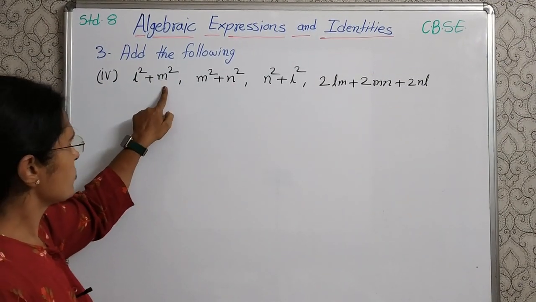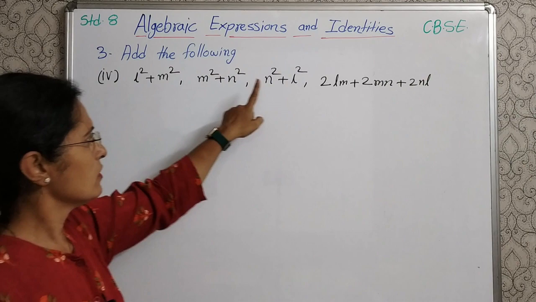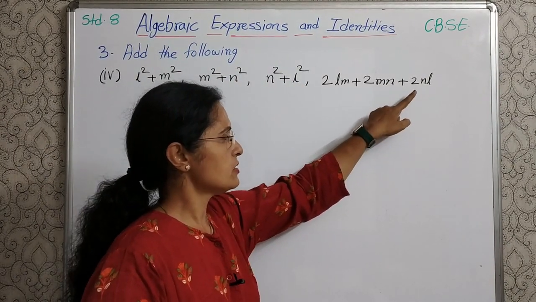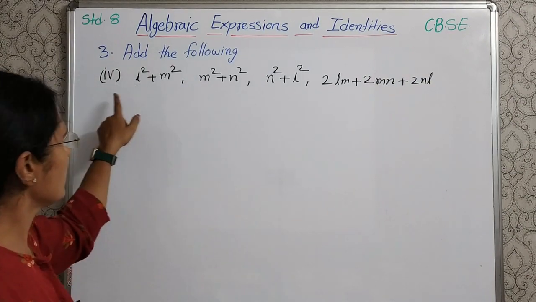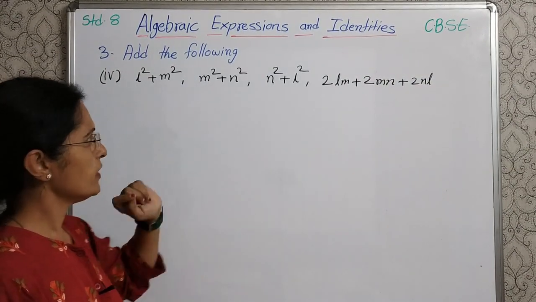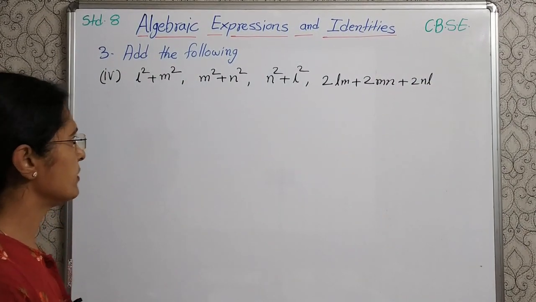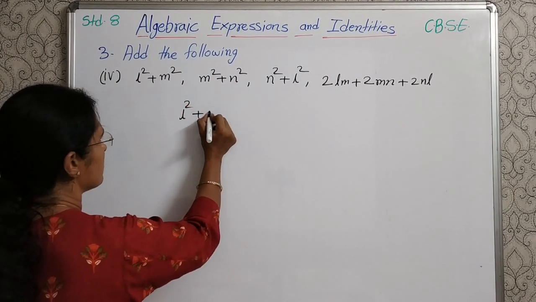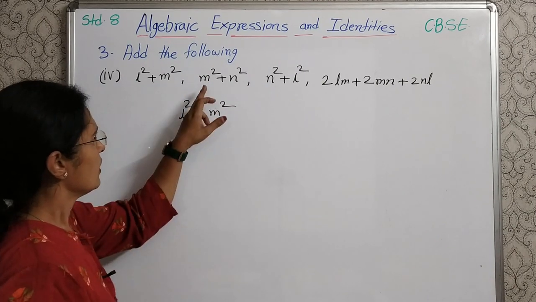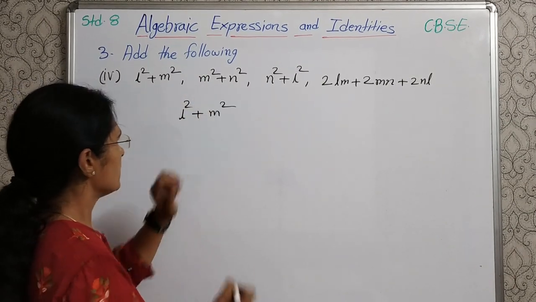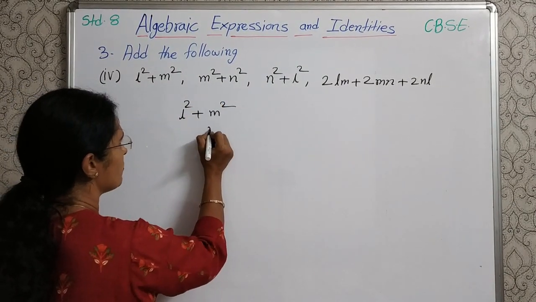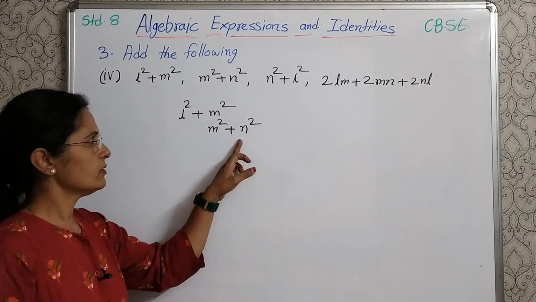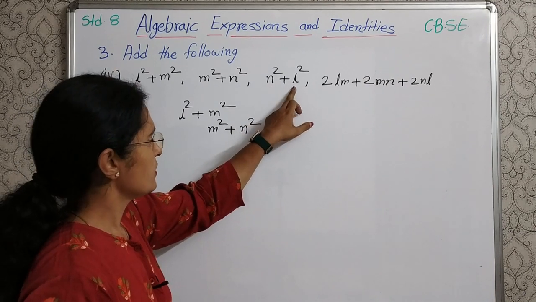L square plus m square plus n square plus L square, 2lm plus 2mn plus 2nl. These are the four algebraic expressions, and we have to add these four algebraic expressions. Let us write L square plus m square. Add m square plus n square in this. So write m square below m square and plus n square after that. Next is n square plus L square.